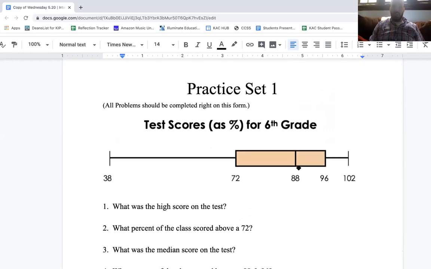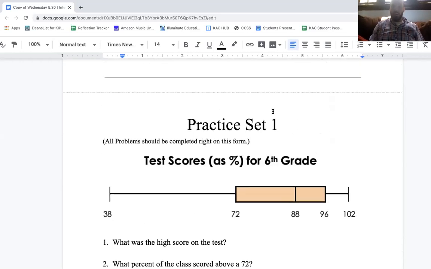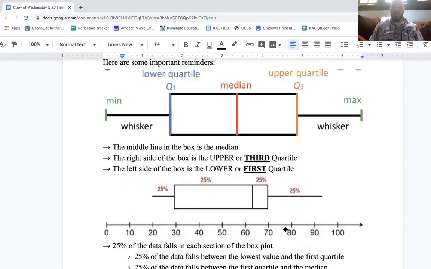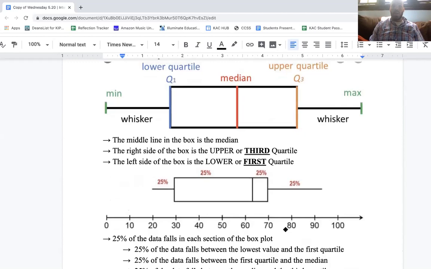Just like the last couple days, I'm going to go over answers to practice set 1. I'm not going to go over the answers to practice set 2 because I want to see how you're doing on your own. I'll leave all comments on your classwork for practice set 2. Pause the video, do practice set 1. I'm going to leave these notes up in case you need them. Do practice set 1 and come back when you're ready to check your answers.